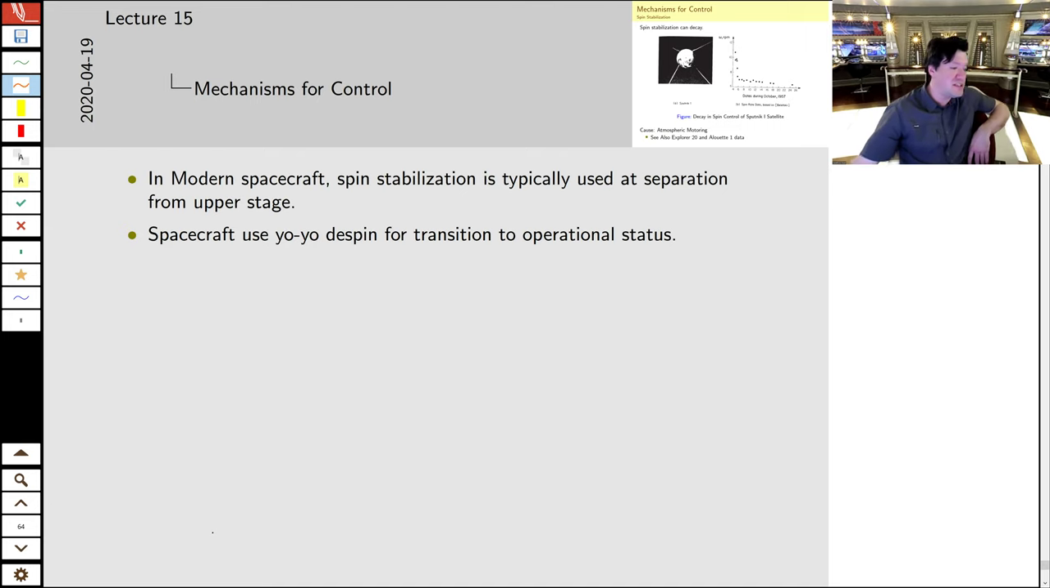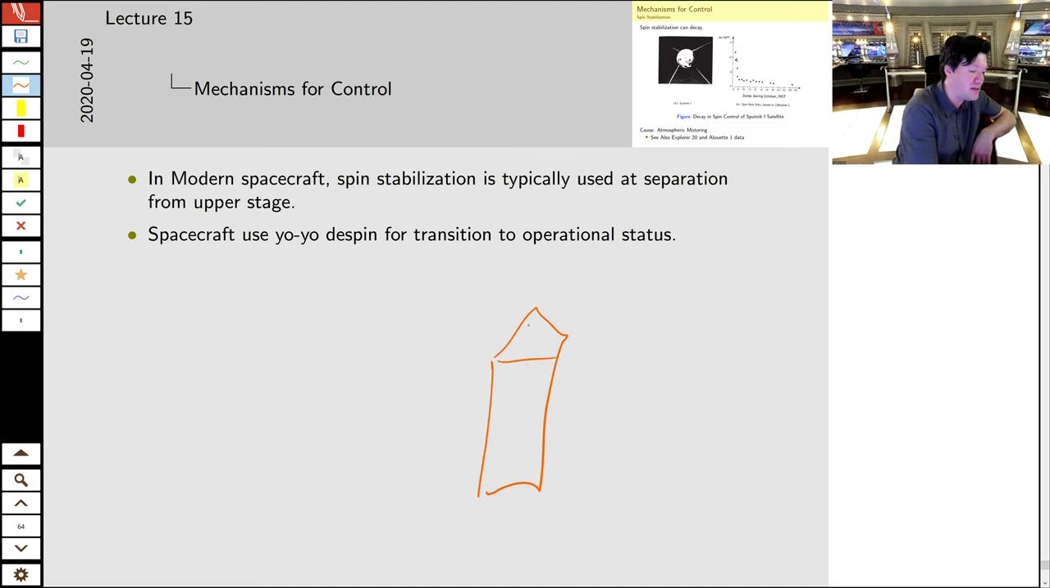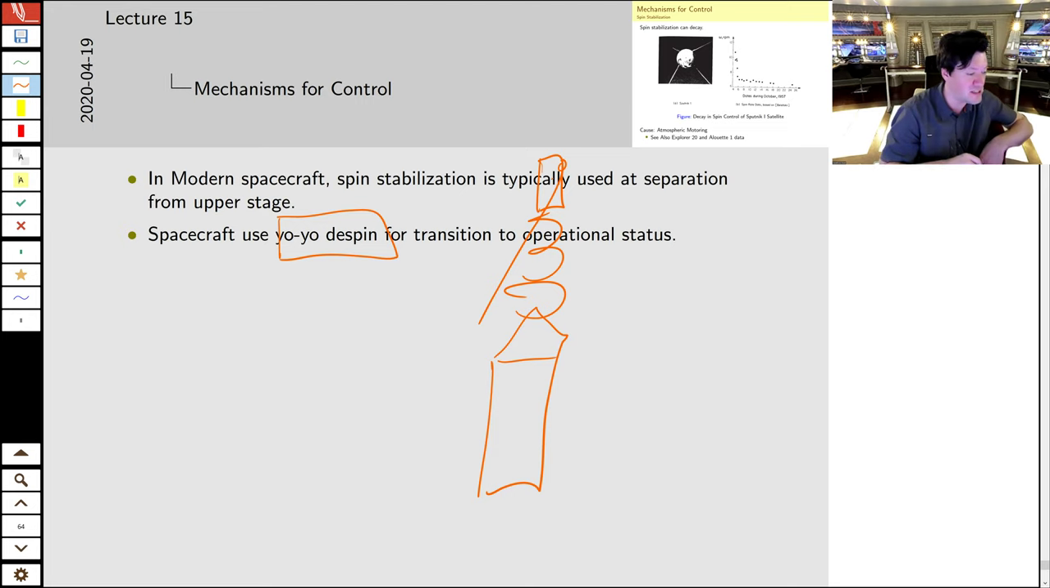Again, spin stabilization is still used between the periods of separation from the lower stage and the upper stage. You spin your spacecraft so it maintains attitude until all its functions are activated, at which point it despins, and there are various ways of despinning, including yo-yo despin, where you release little cables and they drag the spacecraft out of the spin. This is despinning, not spinning. So it releases a yo-yo, which goes off. You just cut the cord at some point, and that eliminates your angular momentum vector to a large extent.